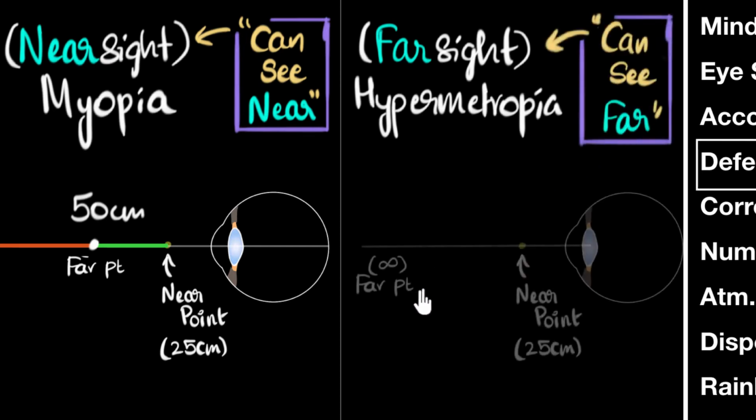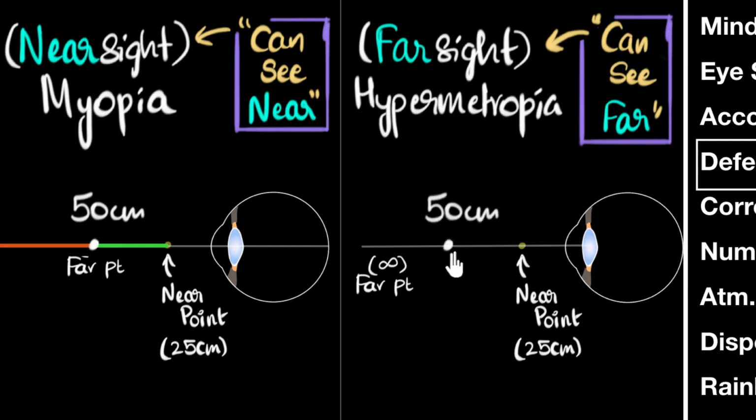For example, let's say there's a girl who can see things farther away than 50 centimeters. So any object farther away than 50 centimeters, she can see it properly. But let's say that person cannot see any object closer than 50 centimeters. So that's red for her, let's say. Then she is hypermetropic. She's farsighted.